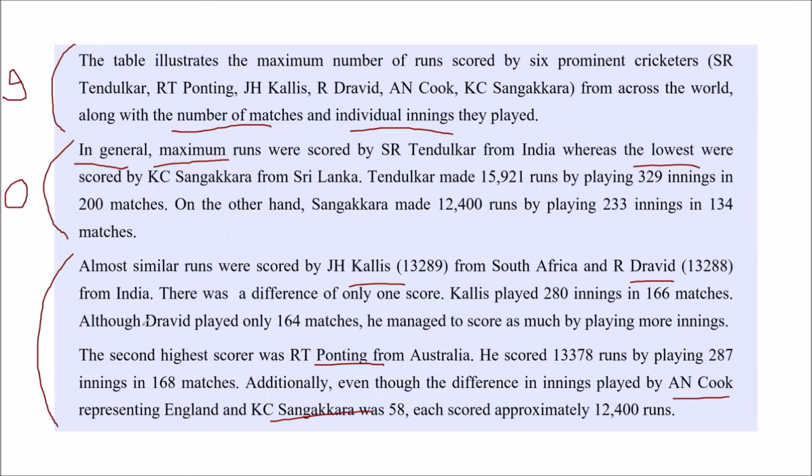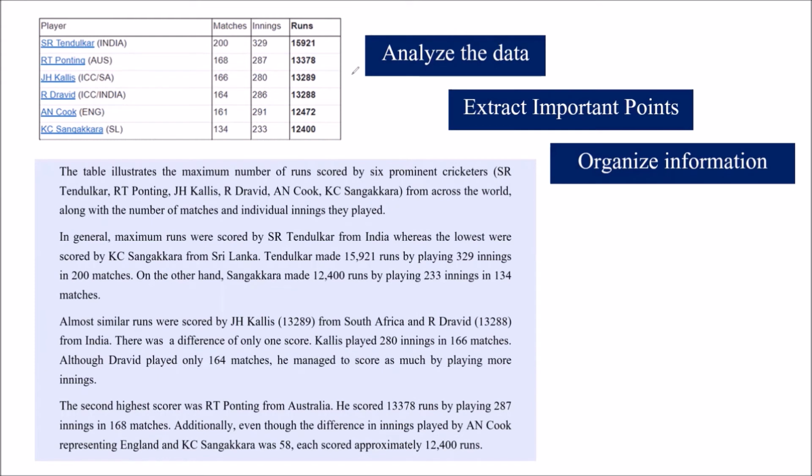So how did we go about it? First, we analyzed the data given in the table to extract all the important points, and then we organized that information into logical groups and paragraphs. Now, this sample table summary has all the elements to get a high score. Let me tell you how.